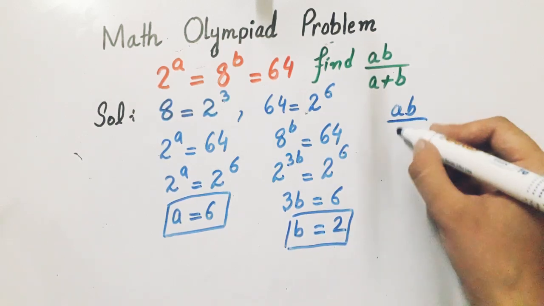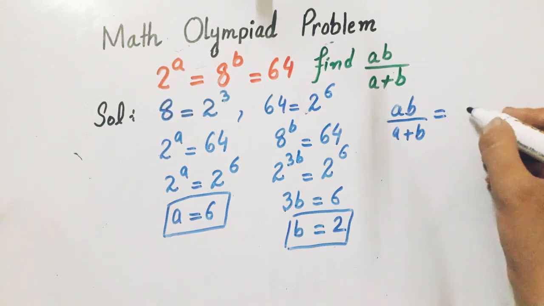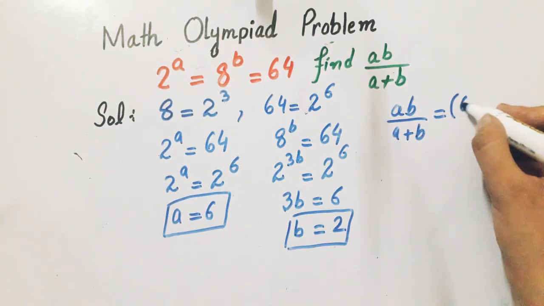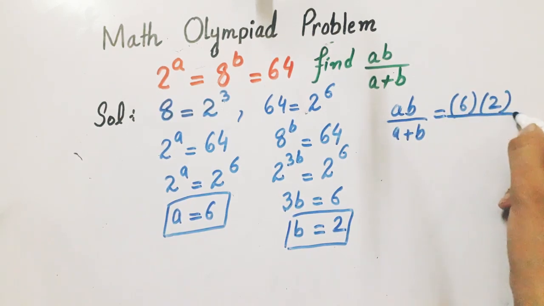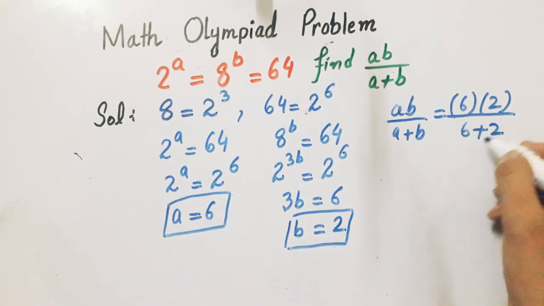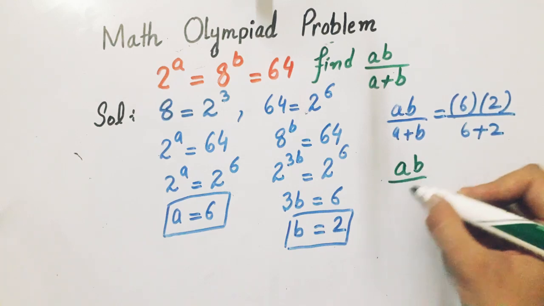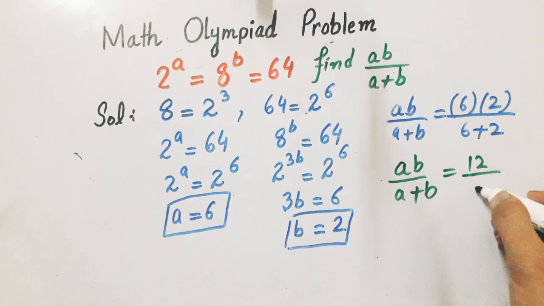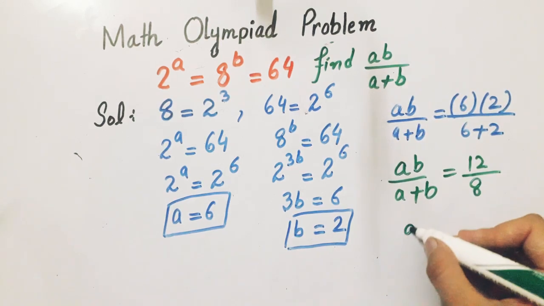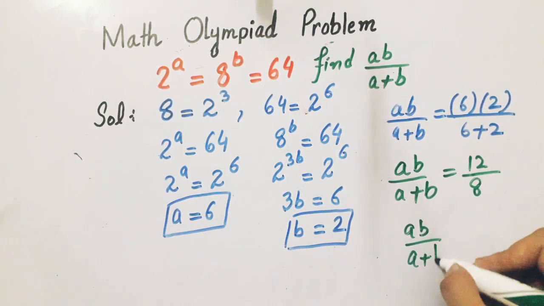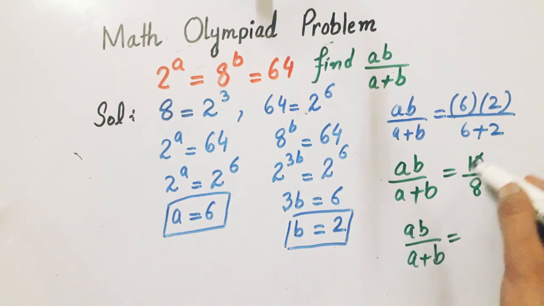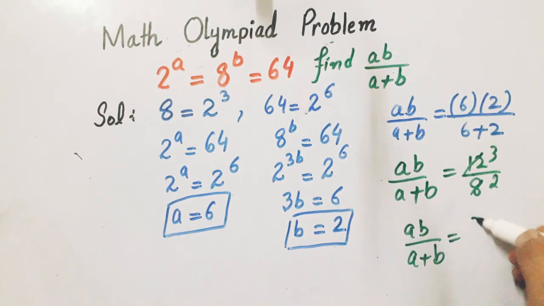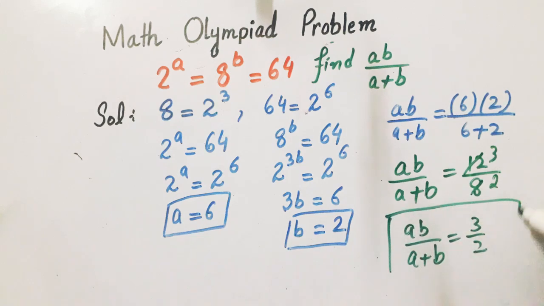So ab over a plus b is equal to, a is 6 and b is 2, 6 into 2 divided by 6 plus 2. So you will get the final answer: ab over a plus b is 12 by 8, and then by simplifying this, because 4 threes are 12 and 4 twos are 8, this is equal to 3 by 2. So this is the final answer.